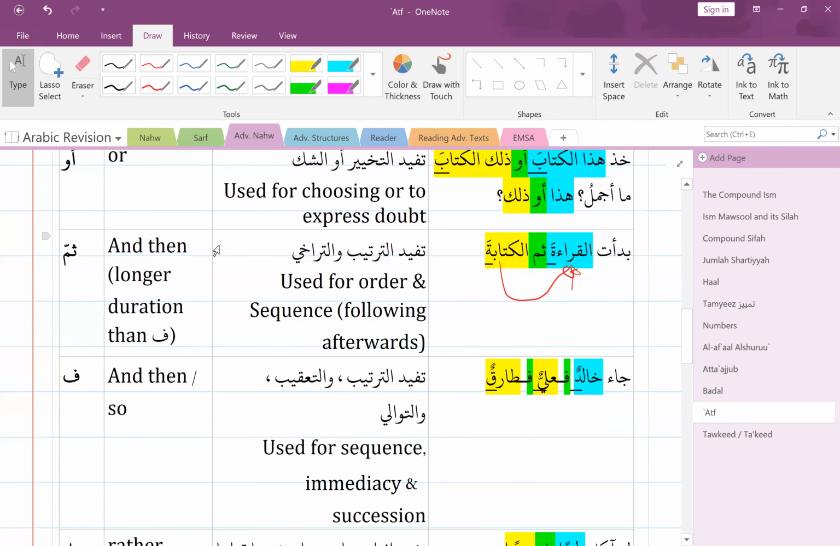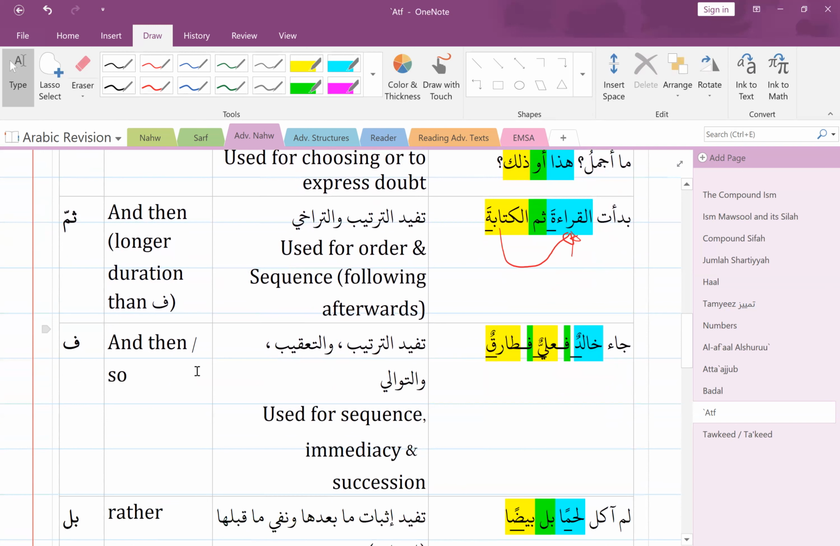I think Ustad has explained the difference between thumma and fa quite a bit. Thumma is way later and fa is immediately. So that would be the difference between thumma and fa. But otherwise, they serve the same purpose. The only difference is that thumma is way later, but fa is immediate. And you can see it has the same meaning.